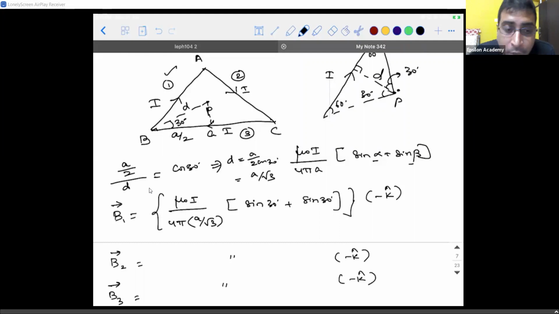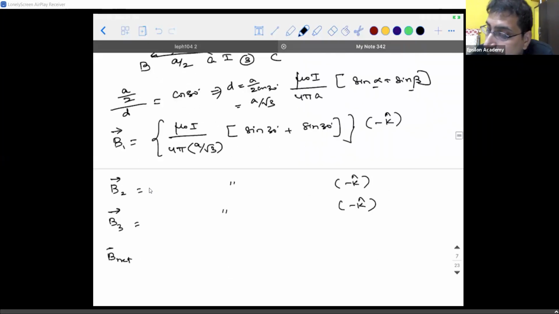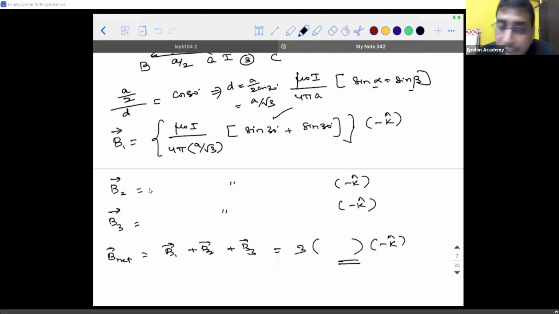So what will be the net value of magnetic field, guys? B1 vector plus B2 vector plus B3 vector, which is going to be this value times, so 3 times this value times minus k cap. Sine 30 plus sine 30 is going to be 1. So 3 root 3 divided by 4 pi a times mu naught I is the answer. That's what you will get when you solve and simplify the expression. I hope it is clear.